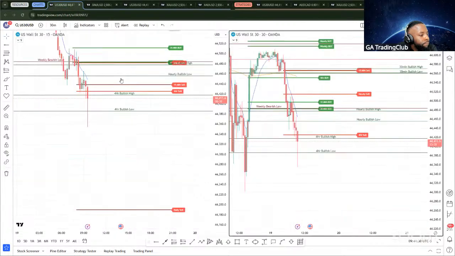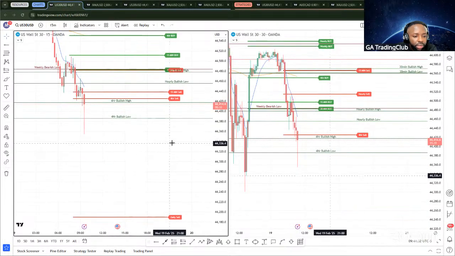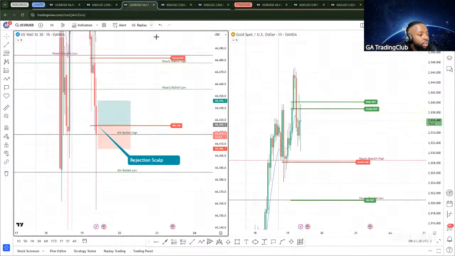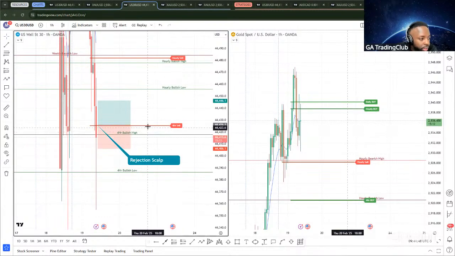I don't see any other one. Let's see this one here for US 30. Let's see if we get something here. So not yet.